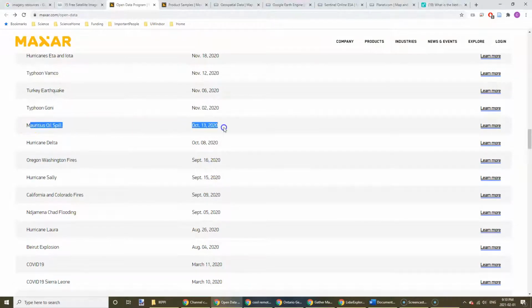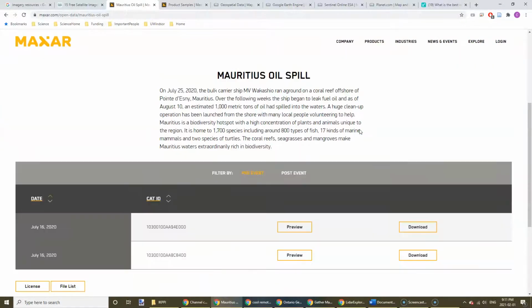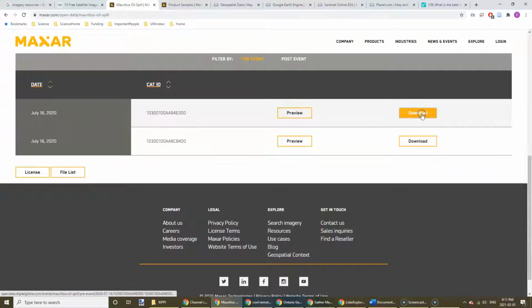So just for fun, look at this Mauritius oil spill. You can learn more about the event itself. From my understanding, all of this data set is freely available. So you should just be able to go and download this data here.